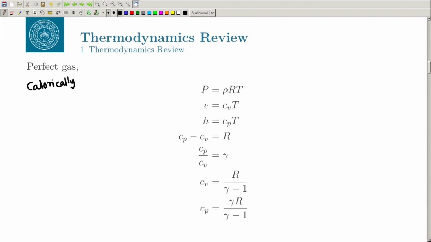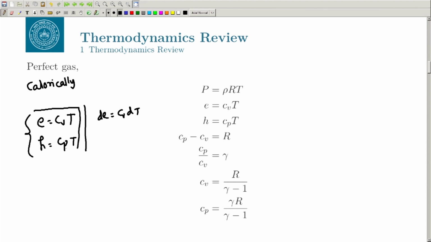So, that means your E will be equal to CvT and your H will be equal to CpT. If it is thermally perfect, as we had discussed, that will be de equal to Cv dT. That means your Cp and Cv may vary with the temperature, but for normal practical conditions of nearly atmospheric pressure and temperature less than 1000 Kelvin, you can use this calorically perfect gas, right.